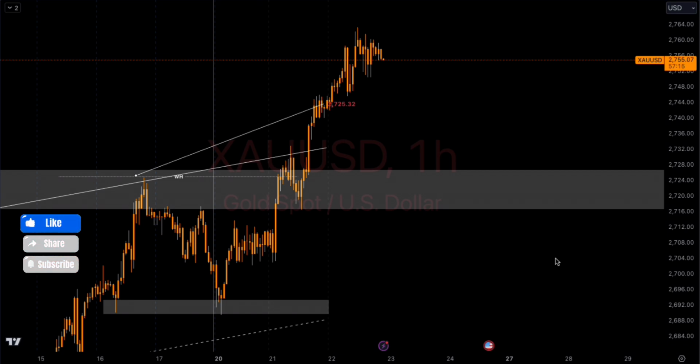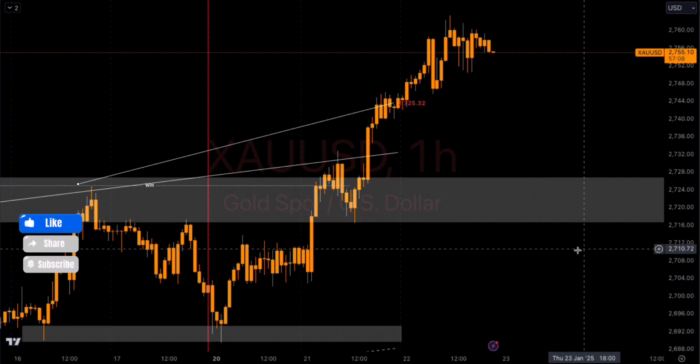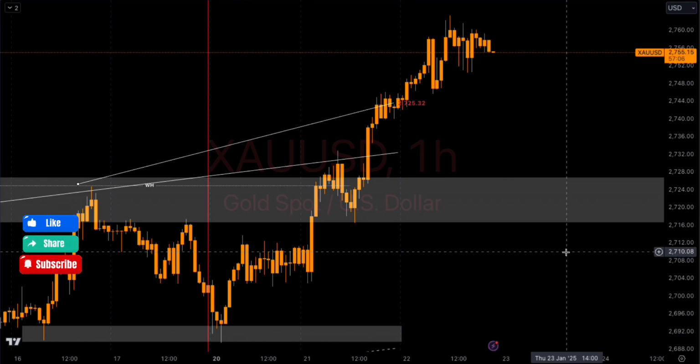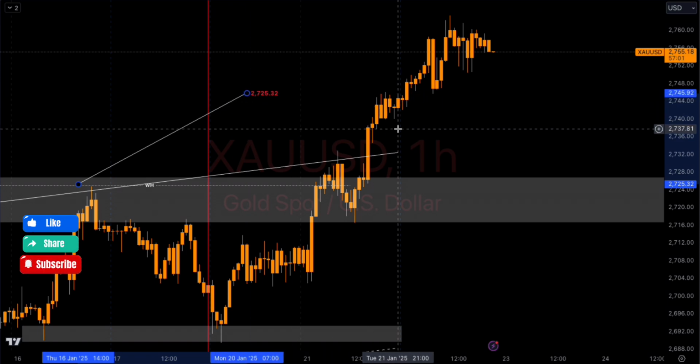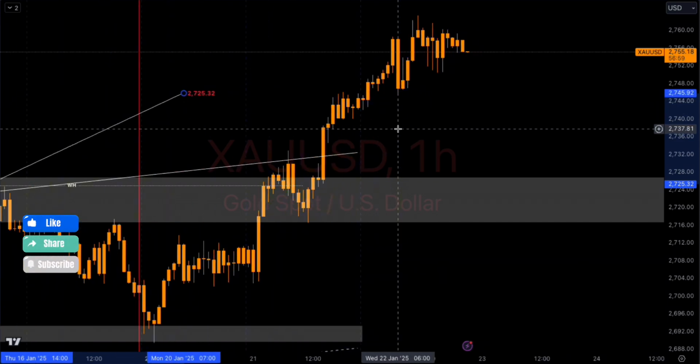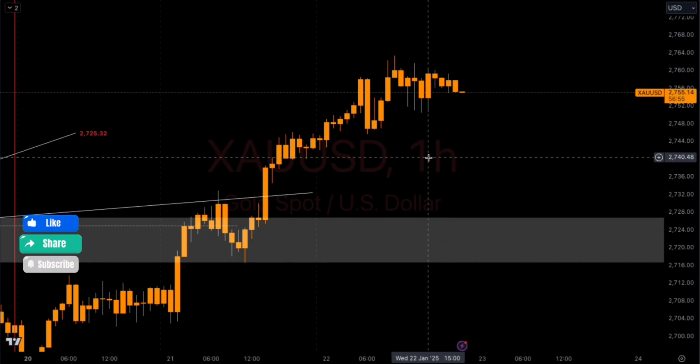All right, so I think it will actually be better if I just drew out the levels on here, because trying to do technical analysis on MT5, I don't know what's wrong with that chart, but it's just not good at all. I don't like it one bit. But anyways, this is what happened today, right?